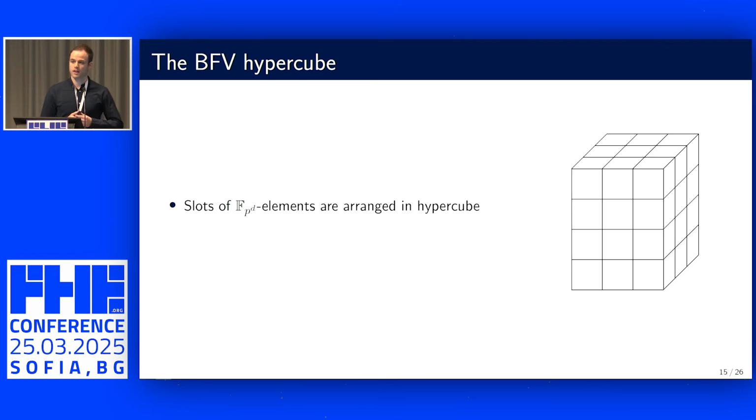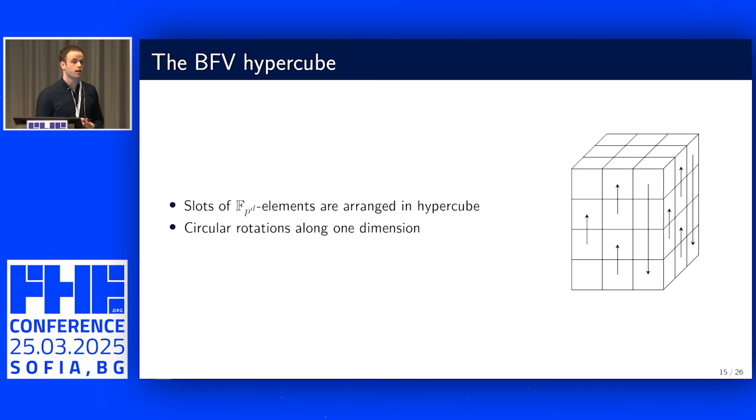In the beginning of the presentation, I mentioned that our slots can be arranged in a hypercube structure. Let me explain this first for the BFV scheme. For the BFV scheme, we have an example of a 3 by 3 by 4 dimensional hypercube on the slide, and each of the subcubes here can be thought of as if it holds one finite field element. One crucial operation that we then need in BFV is permuting these slots. For example, mapping them up by one position in the vertical dimension.